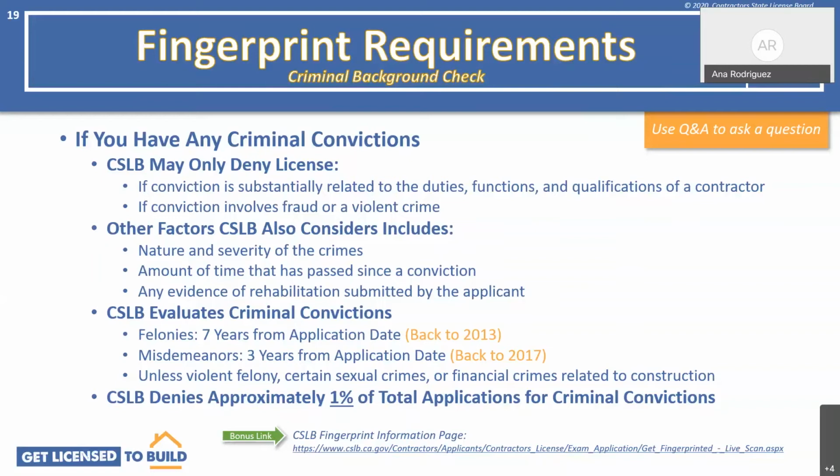For misdemeanor criminal convictions, we would look back 3 years from the application date to 2017, unless the convictions are for a violent felony, certain sexual crimes, or financial crimes related to construction. CSLB denies only 1% of the total applications we get based on the criminal conviction.